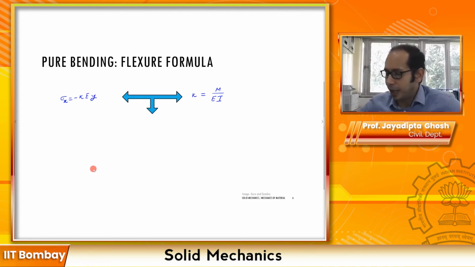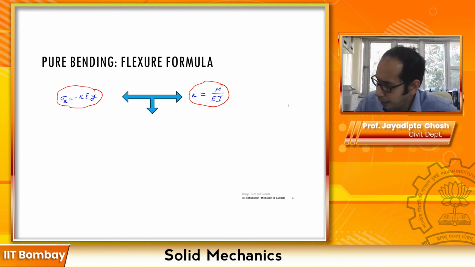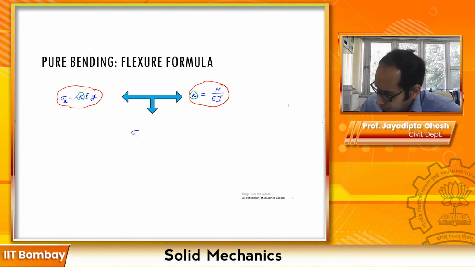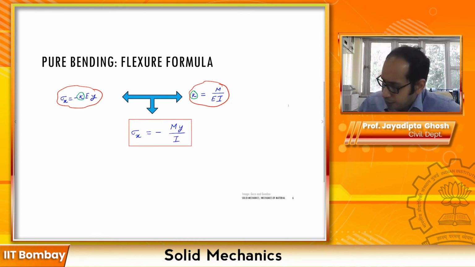Now, if you take these two relationships, this one and this one over here, and I take this kappa and put it in this one over here, using these relationships, the left and the right, I can write the famous Flexure formula. Let me just rewrite that again: sigma x is equal to minus M y by I. So this is your Flexure formula.